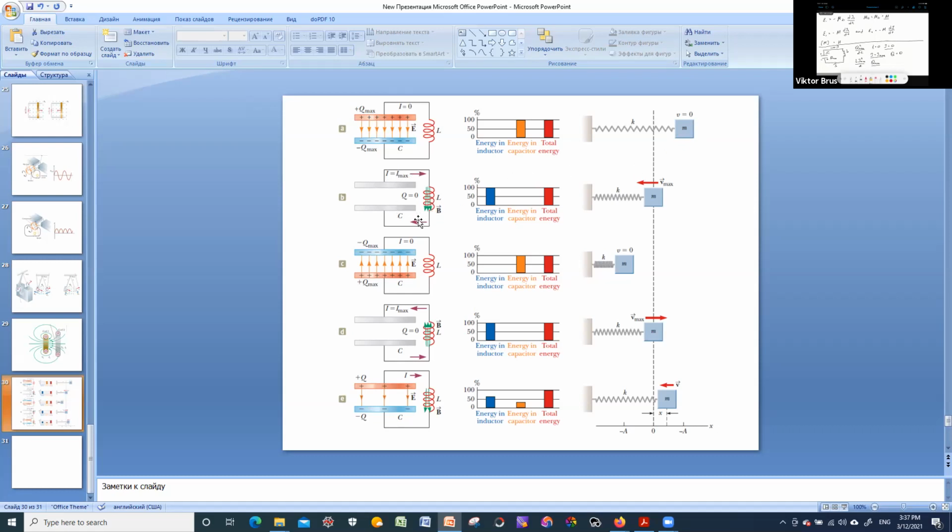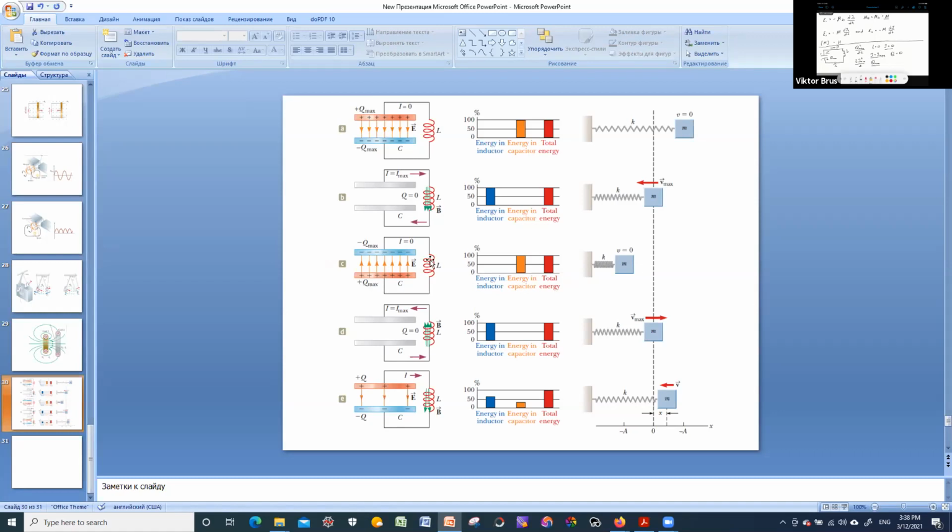So then we discharge this capacitor, reach maximum current, which corresponds to maximum velocity of this block, and minimum potential energy, which is zero at equilibrium position. And in this case, energy is totally accumulated in the inductor. However, total energy of the system always remains constant, doesn't matter where it goes.